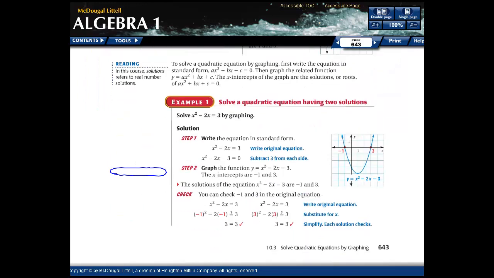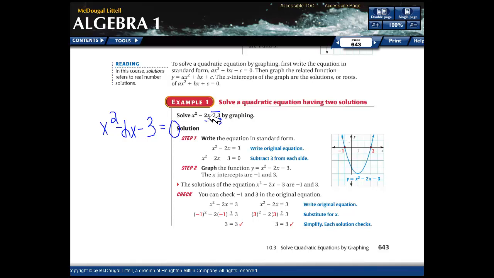So this one, if I were going to solve this by factoring, here's your first thing. You have to write it in standard form. So this 3 has got to come over. So that would be x squared minus 2x minus 3. And then it equals 0, because now there's nothing over there since you took the 3 over, if you subtract 3 from both sides.